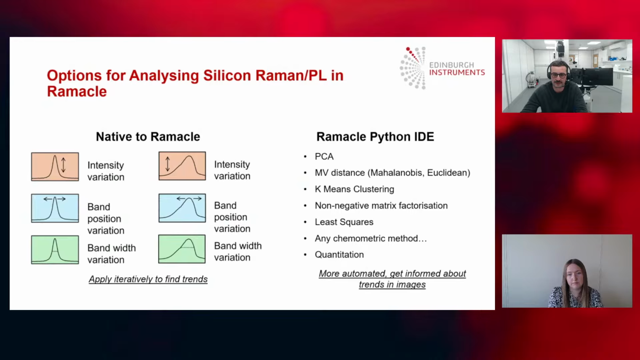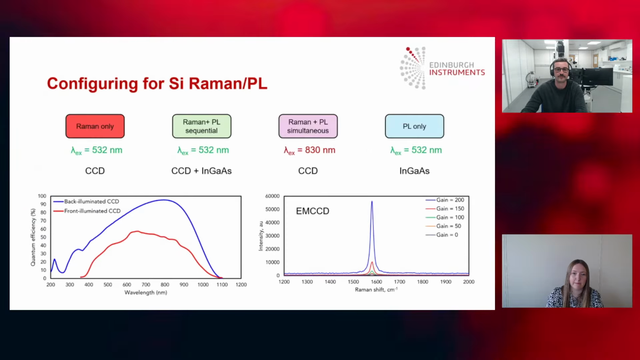If you want more flexibility, we have an integrated Python IDE, which gives you virtually any advanced machine learning method. So far we've integrated the Mahalanobis distance, that's a tongue twister, k-means clustering, non-negative matrix factorization, least squares, and different quantitative fitting approaches. So the workflow can be basically simple or advanced as you need. You can do fast trend finding in Ramical or deeper chemometric analysis in Python.